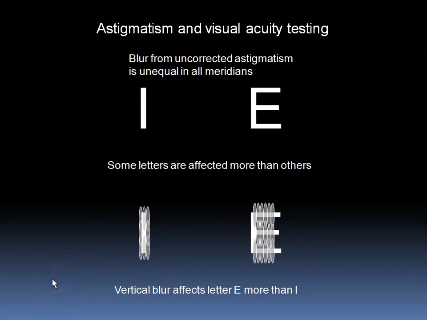For purposes of clinical testing, we can use different letters and get a reasonable result, but for research purposes, it is important to use the same type of letter in different orientations, say the letter E, for example, or the letter C, in order to avoid this inconsistency.